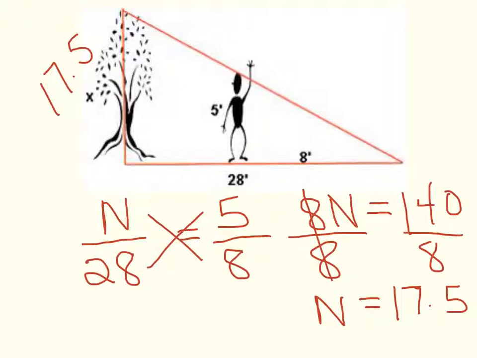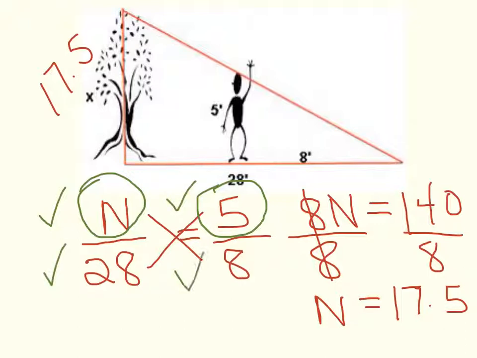Now there is one very important point that needs to be made here in setting up your proportions. Notice that I have everything in the same place. I have the height of the tree in the numerator position on my first ratio. I have the height of the person in the numerator position of the second ratio. So I have height to shadow and height to shadow. I have to have the same thing in the same place in order for this to work.